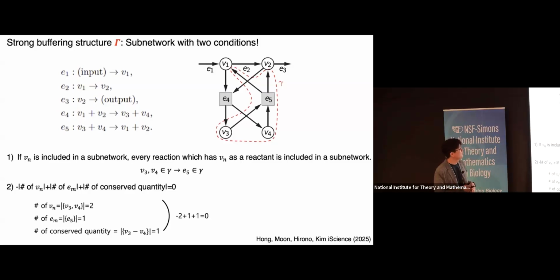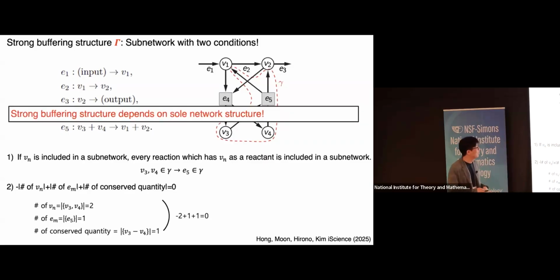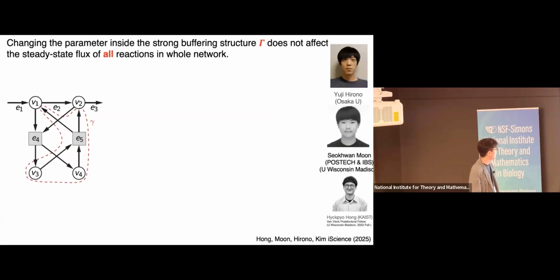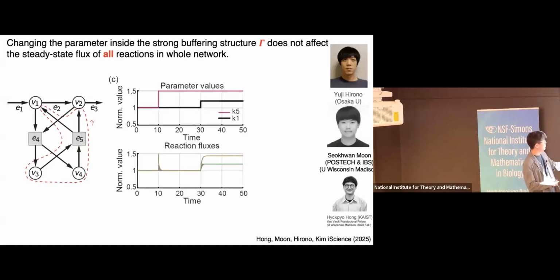And what we proved was, if we perturb anything inside of this strong buffering structure, then the whole network fluxes can achieve the RPA. Please note that this strong buffering structure depends solely on the network structure, with no equation and no parameter. We only use the network structure. So, for instance, if we perturb K5 inside of the strong buffering structure, you can see the perfect adaptation happen. But if we perturb outside of this subnetwork, then we fail.